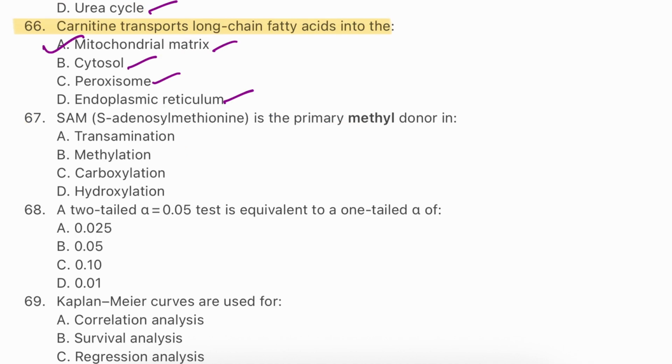Question number 67. SAM, S-adenosyl methionine, is a primary methyl donor in transamination, methylation, carboxylation, hydroxylation. The answer is B. Methylation. SAM donates methyl group in methylation reaction.